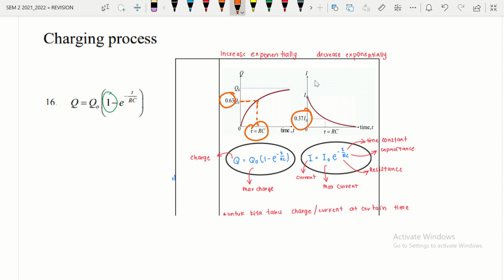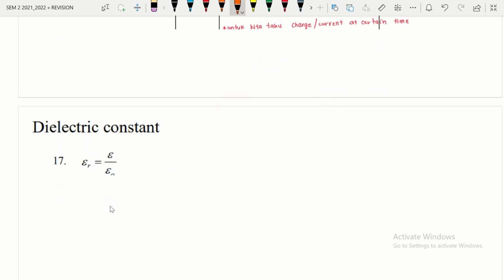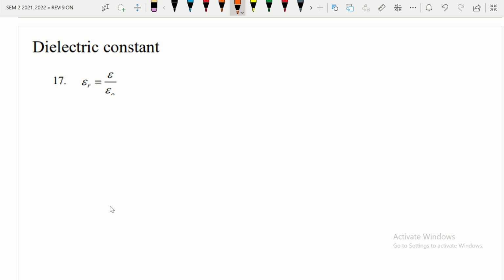Because we want to know the charge or current, not the time. Okay? Kita nak tahu berapakah charge dia bila time awak 10 saat. Berapakah current dia bila time awak 10 second, for example. Okay, so let's proceed to the next one without wasting time, adalah dielectric constants.